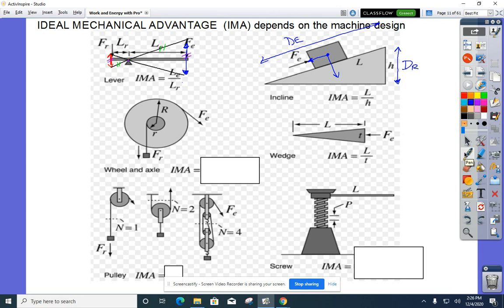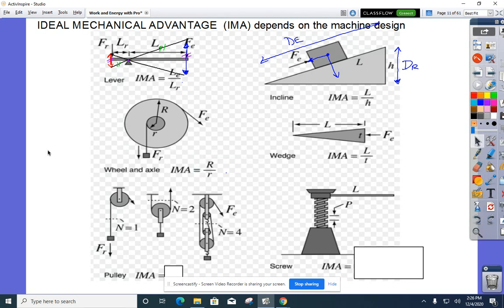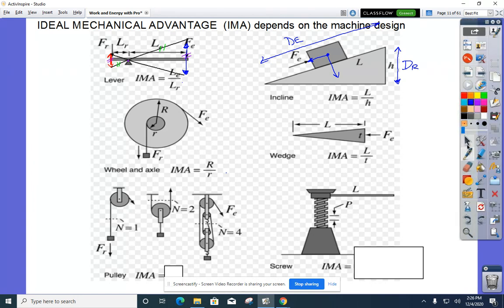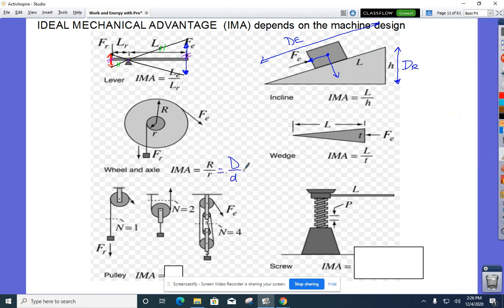The ratio of the outer radius to the inner radius, right? So the ratio of the radius of the wheel to the radius of the axle. Of course, I could also do this as a ratio of diameters, right? I could do big D to little d, I can also do big circumference to little circumference, right? So all of those are going to be in the same ratio.